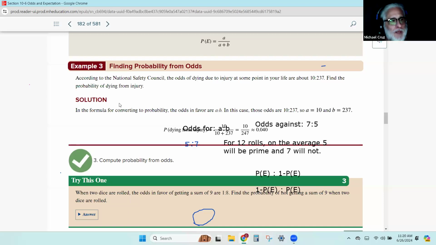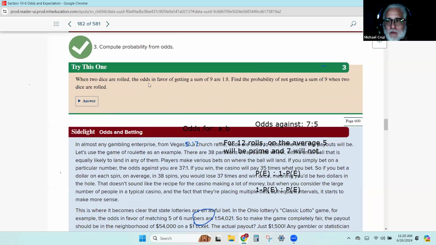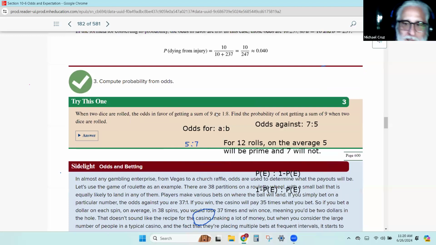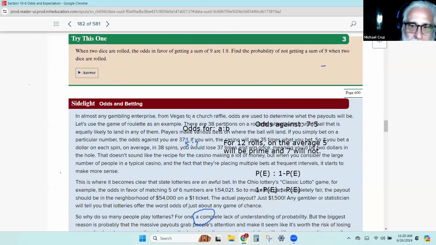All right. So, according to the National Safety Council, the odds. Oh, let's do this one. This is the example, and they just show us. But let's just go through this, since it's one that I can work out the way I like. When two dice are rolled, the odds in favor of getting a 9 are 1 to 8. Okay, 1 to 8.